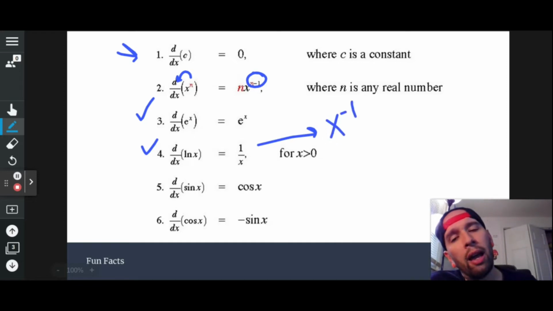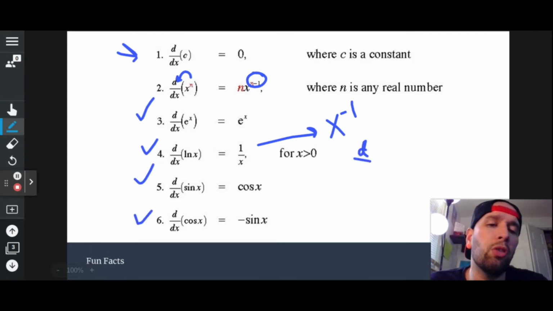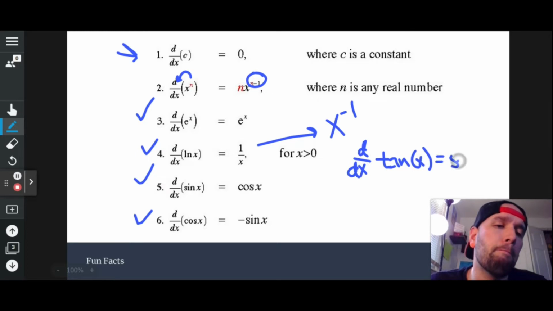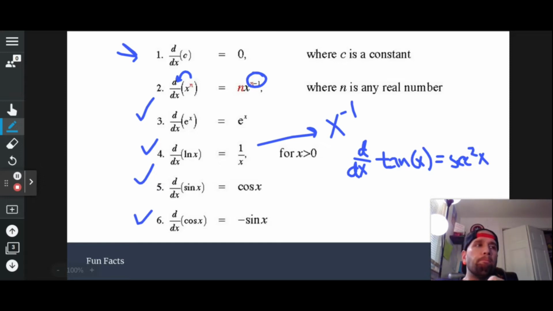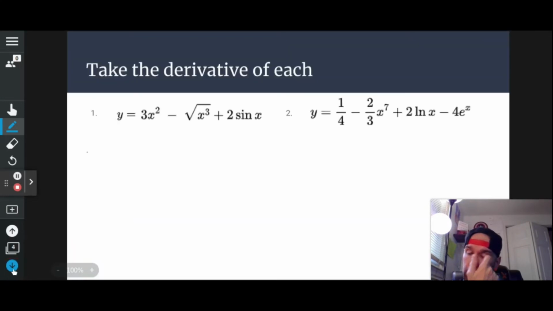The derivative of sine is cosine. The derivative of cosine is negative sine. And the one thing that I don't have here is the derivative of tangent is secant squared x. So let me quick write that out. Secant squared x. Okay. So those are the main ones that you're going to want memorized. So let's put that into practice.